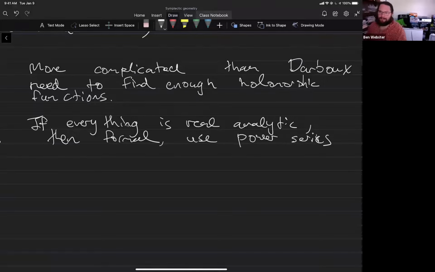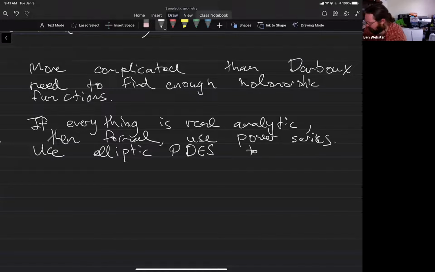You just say, okay, being holomorphic in this almost complex structure is a linear algebra condition on the Taylor series. Oh, I can solve that linear algebra problem. So here's the Taylor series of my holomorphic functions. But if you don't already have that, and you don't want to assume that, then you have to do some actual analysis to change coordinates so that everything becomes real analytic. So use elliptic PDEs to change coordinates so things become analytic.